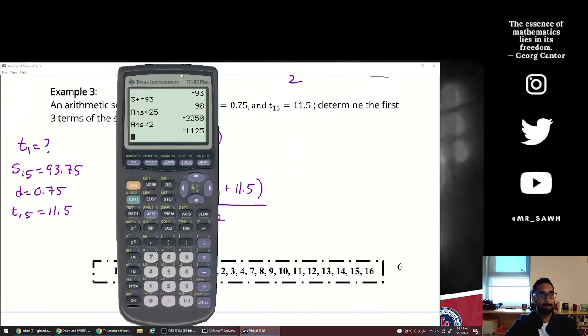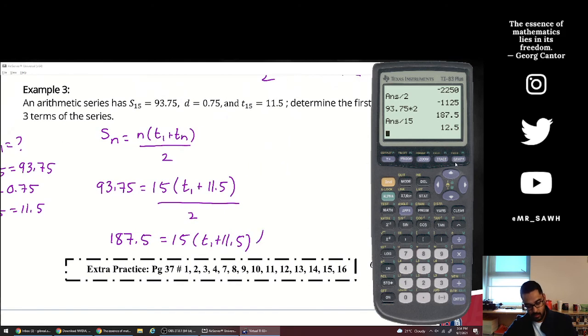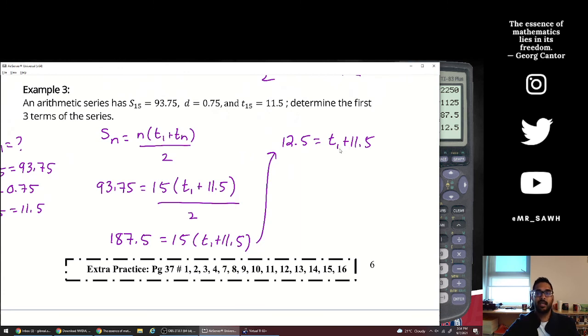So multiply both sides by 2. And I don't know what these numbers work out to be, so let's do 93.75 times 2. Okay, that works out to be 187.5 equal to 15 times (T1 plus 11.5). At this point, I would probably divide by 15. You get 12.5. So 12.5 is equal to T1 plus 11.5. In order to get T1 isolated and by itself, subtract 11.5 on both sides, and you will find out that 1 is your first term here. Okay, the value of T1 is 1.